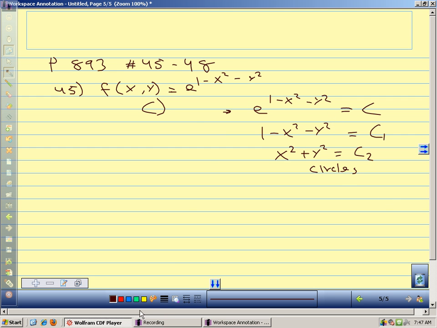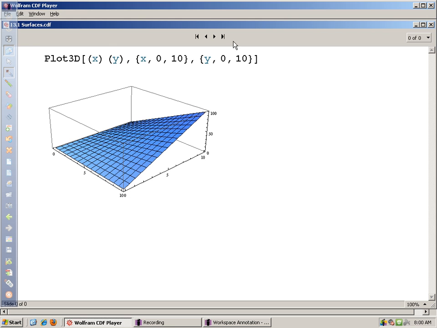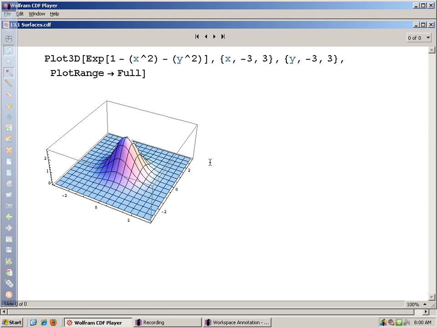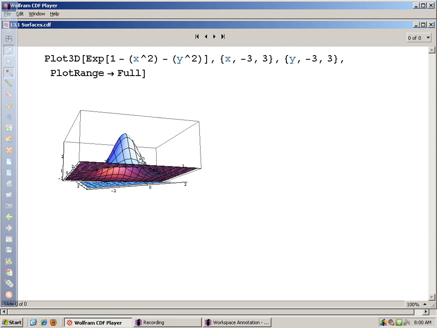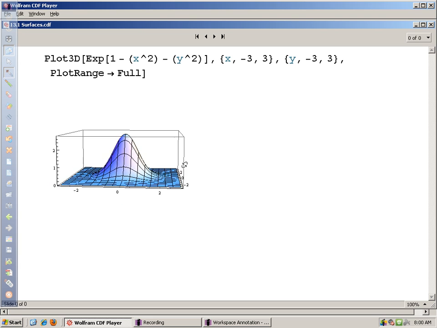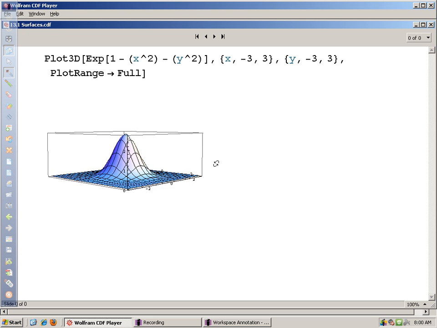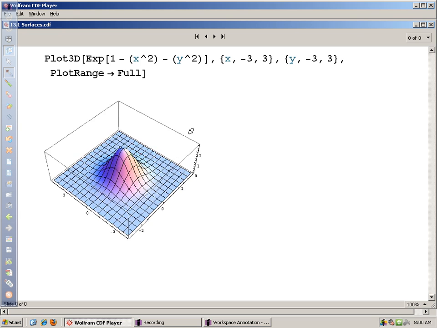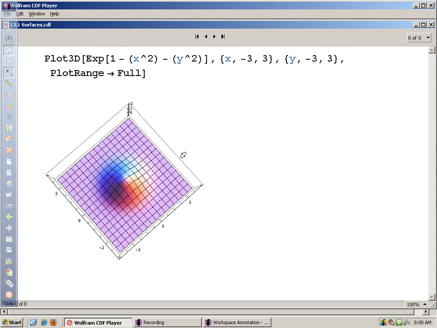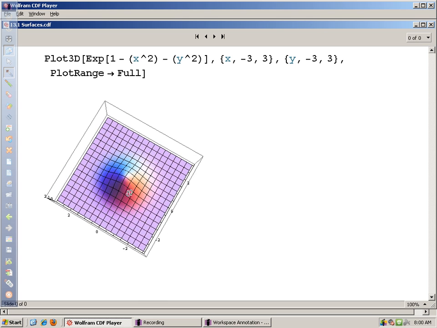And I made a graph of this one that might be a little easier to see. I know it's graphed in the book, but I thought this might make it a little easier to see. And if we look straight down onto it, our contour lines are those circles.